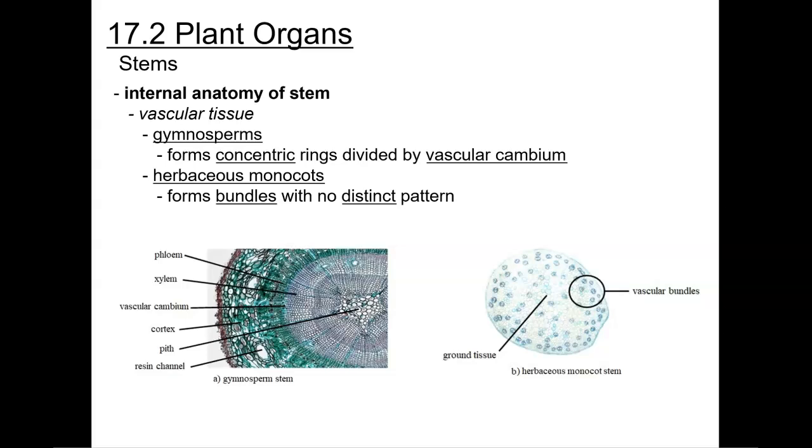Internal anatomy of the stem with the vascular tissues, when you're starting with the gymnosperm, it's going to form a concentric ring that's going to be divided by the vascular cambium. And so you can see that in the picture on the left-hand side. Now, if it's a herbaceous monocot, that's going to form bundles with no distinct pattern. That's what you see on the right.